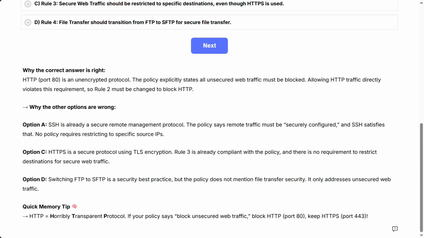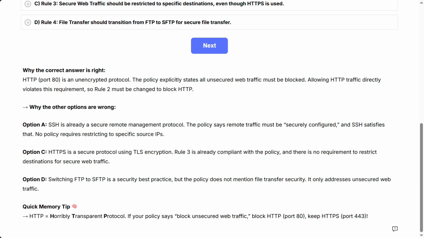Why the other options are wrong. Option A. SSH is already a secure remote management protocol. The policy says remote traffic must be securely configured, and SSH satisfies that. No policy requires restricting to specific source IPs. Option C. HTTPS is a secure protocol using TLS encryption. Rule 3 is already compliant with the policy, and there is no requirement to restrict destinations for secure web traffic. Option D. Switching FTP to SFTP is a security best practice, but the policy does not mention file transfer security. It only addresses unsecured web traffic.